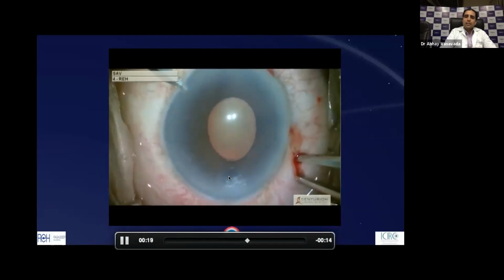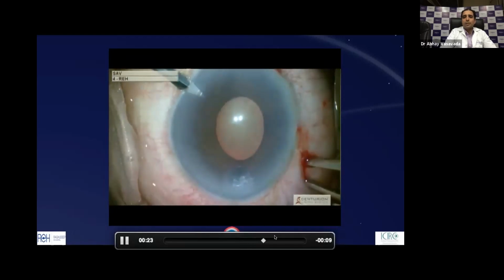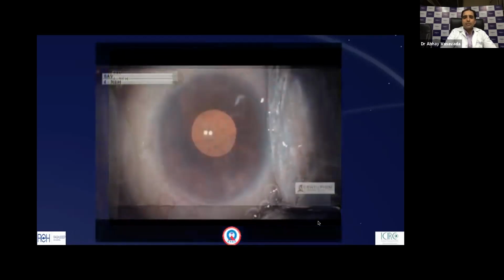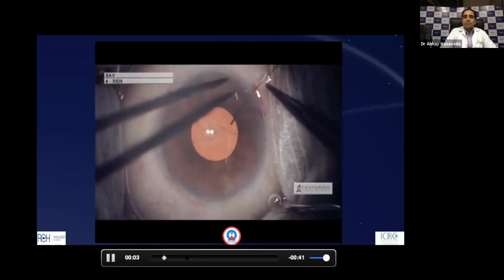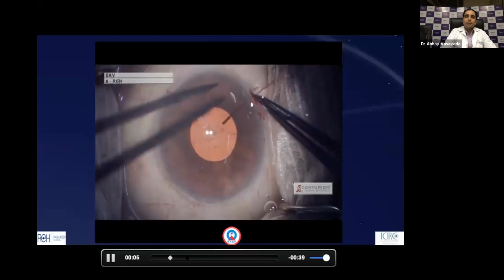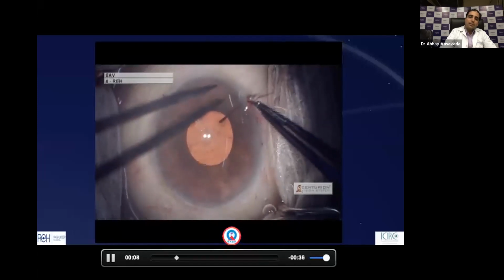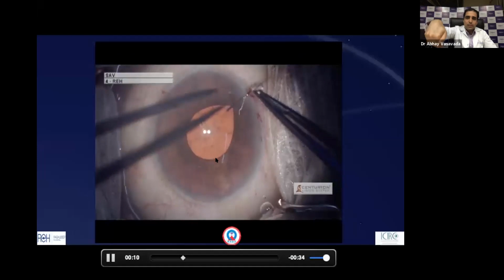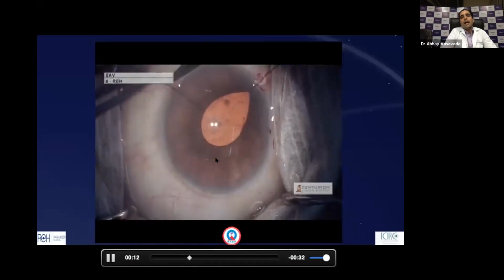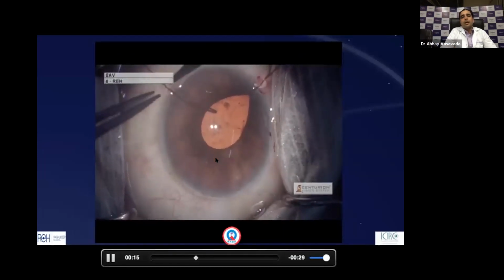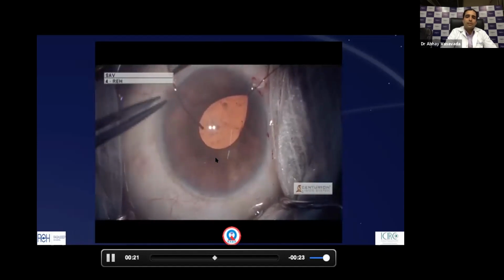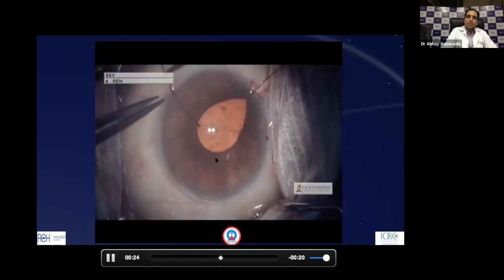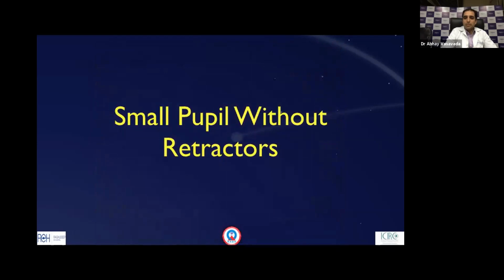Typically 4 are enough, but you may want to use 5 as well in a special situation. This is what I mean by not keeping the chamber very deep. Notice that if you have filled it up with too much cohesive viscoelastic, you will struggle to reach below the iris to catch and retract it. So make sure that the chamber is not very deep, and if you have decided to introduce retractors, go ahead with them straight away. The chamber should be adequately formed, but not very deep.